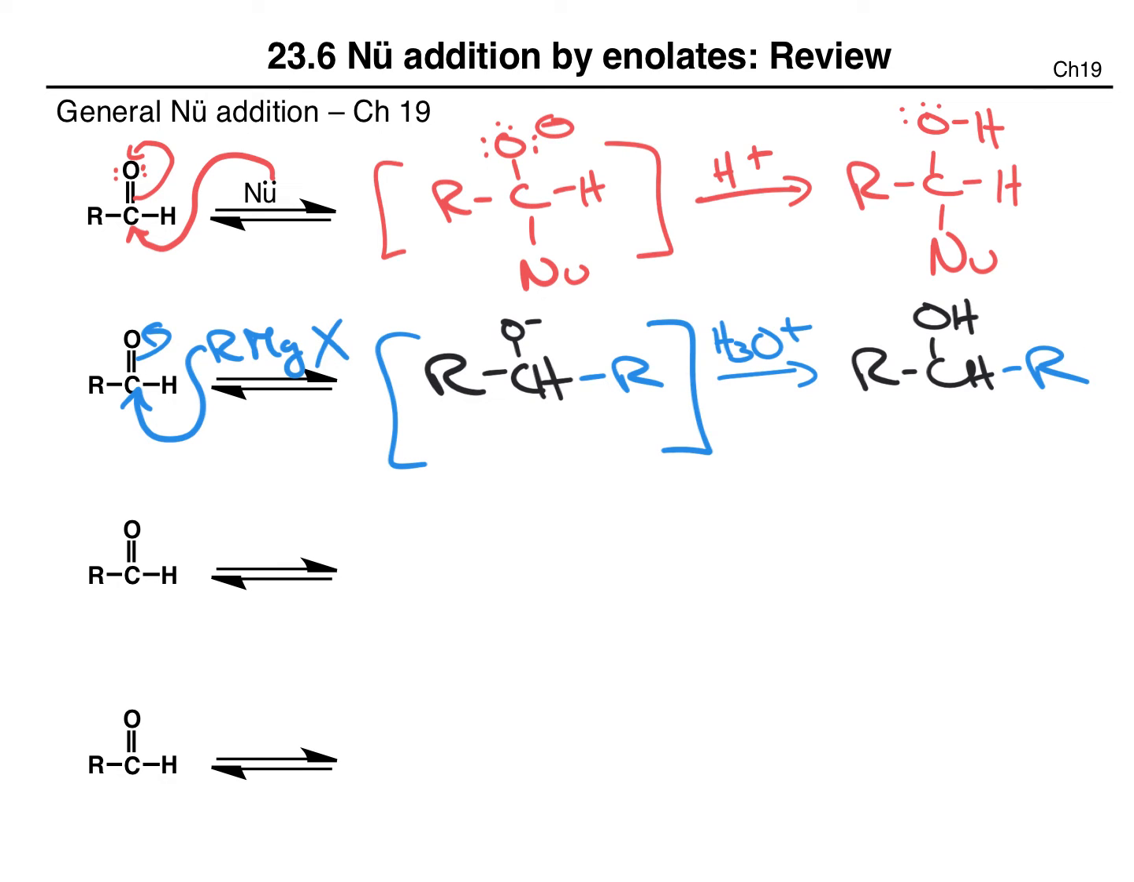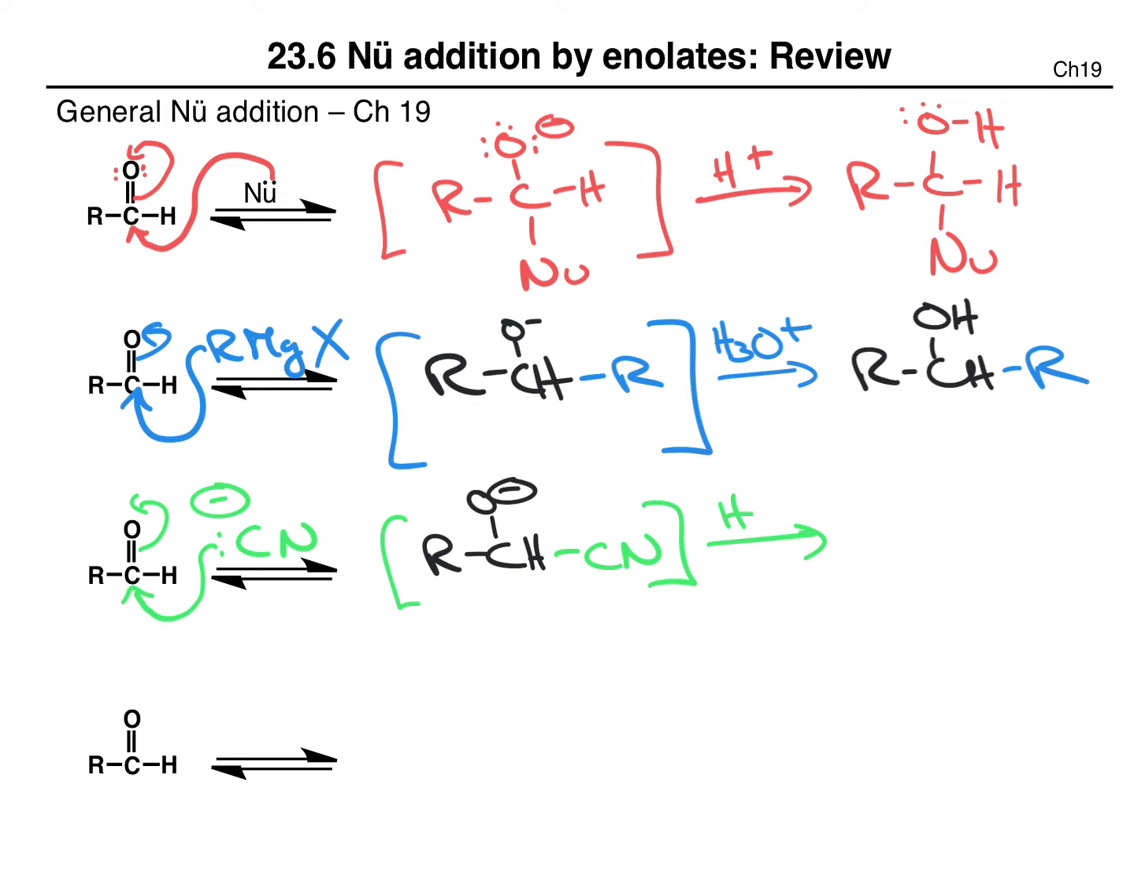Another example that we saw was using something like cyanide. So cyanide can act as a nucleophile, share its electrons with the carbon, push those electrons up onto the oxygen, giving us this intermediate. And then with aqueous acid, the O- can grab a proton. And so what we formed here was called a cyanohydrin.